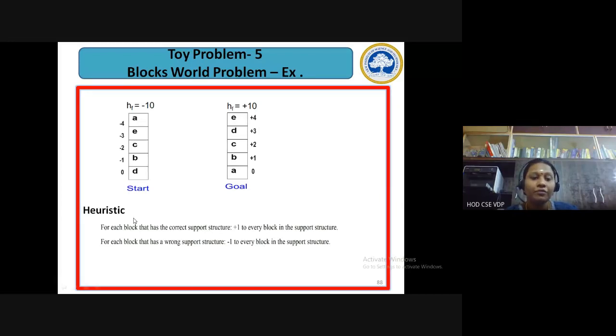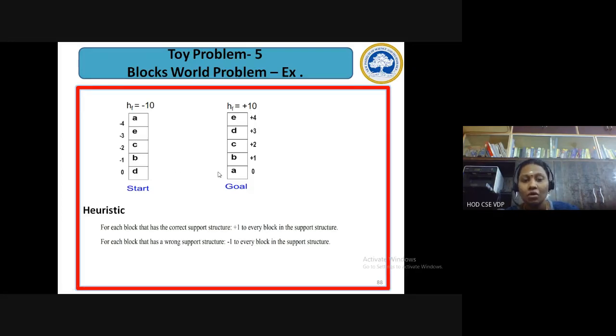Now here, for each block that has the correct support structure, you're going to give +1. If it is wrongly positioned, then you're going to give it a -1. Okay. So here, you see all the blocks are wrongly placed. So from the ground, we are going to give it a negative heuristic. So the total negative heuristic is going to be -10. And as you progress from -10, you have to progress to +10. Why do I say +10? It's because that happens to be my goal state. Goal state is A, B, C, D, E. So when you add all things, because everything is in the correct position, you get +10.